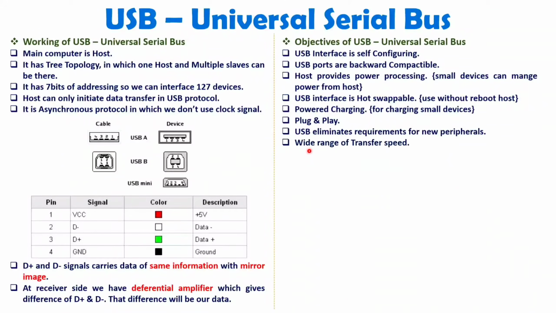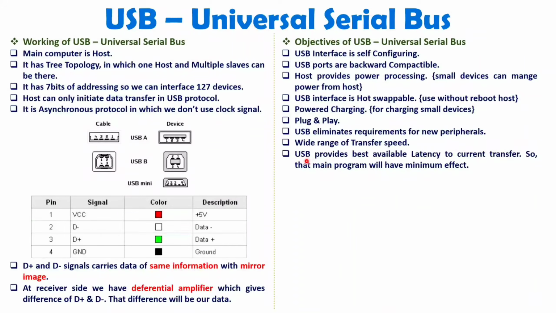Here you will be observing a wide range of transfer speeds are available with different versions of USB. We have already seen that with USB 4.0, 40 Gbps speed is available. With USB 1.0, you have 1.5 Mbps speed. So a wide range of data transfer rates is available with USB.